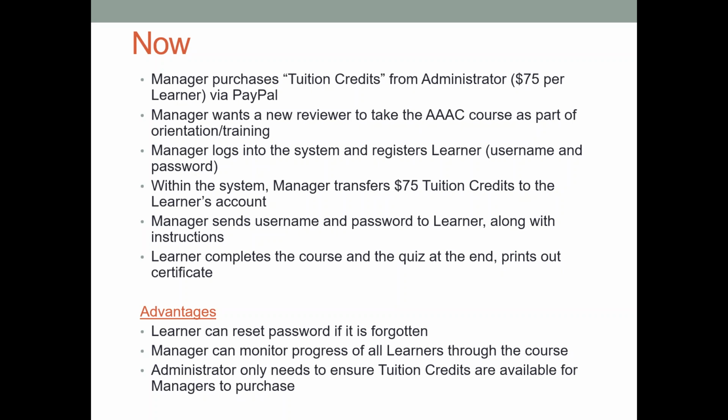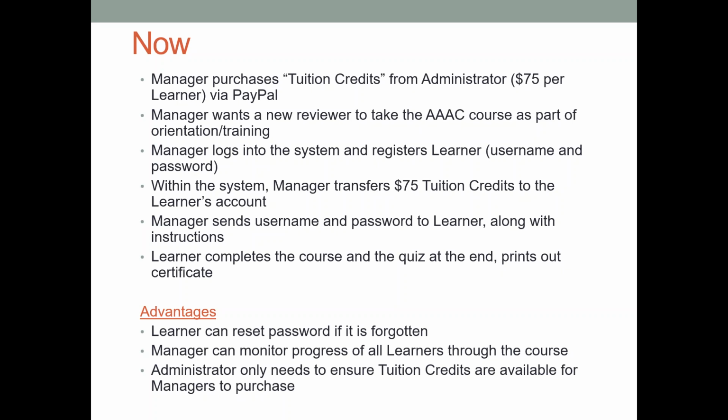So I just go to the website and purchase those, and I don't actually have to communicate by email or face-to-face with anybody. So if I want a new reviewer to take the course, I log into the system, I register that learner, and then I transfer tuition credits to that learner's account, and then I send the username and password to the learner, and they complete the course and the quiz, and they can print out their own certificate.